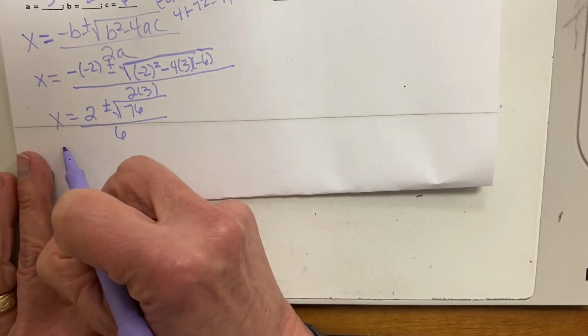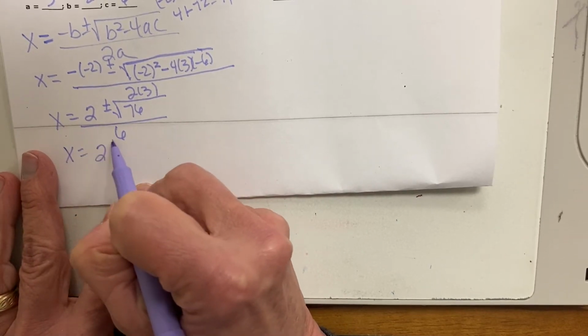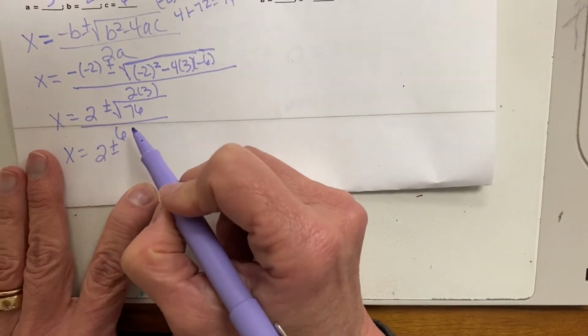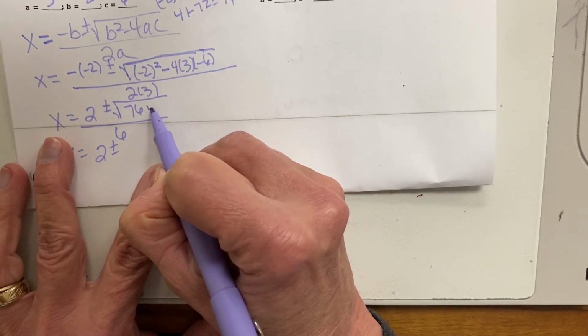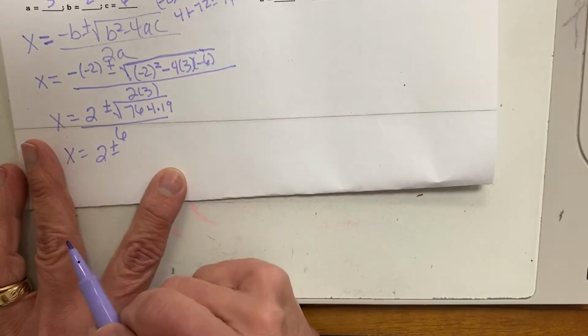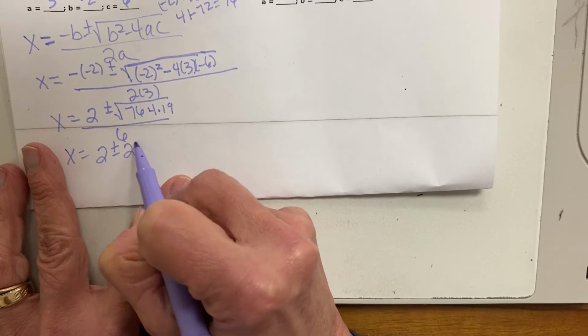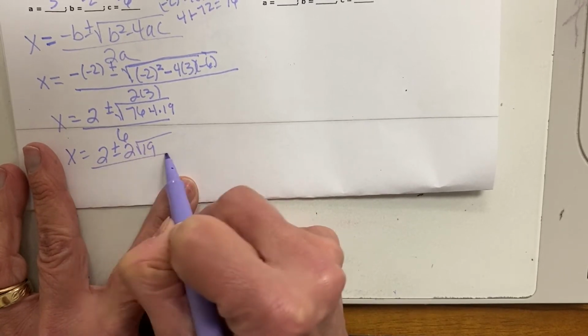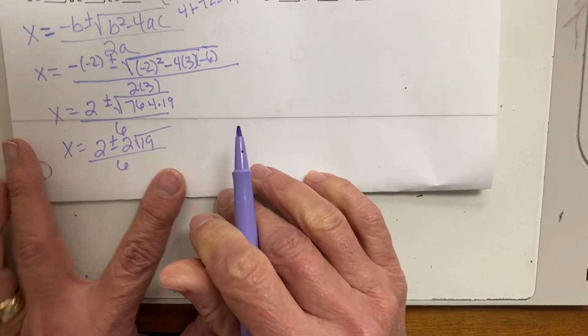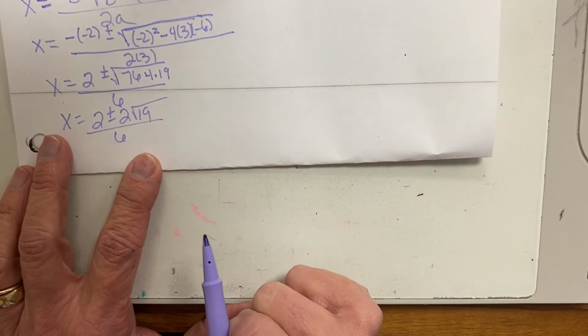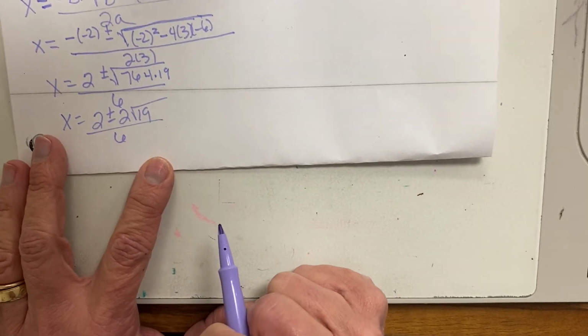So this is going to be x is equal to 2 plus or minus, and then this you can write as 4 times 19. When you take that, that's going to be 2 square roots of 19 all over 6. And then you want to see if you can go ahead and simplify that.